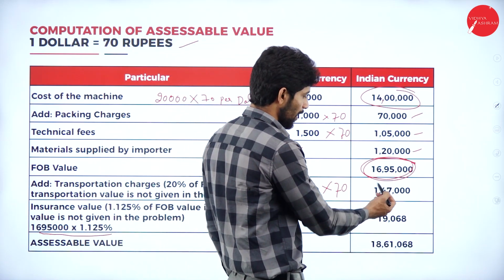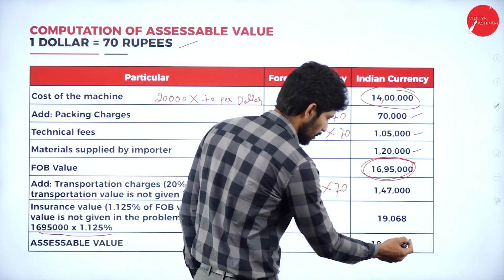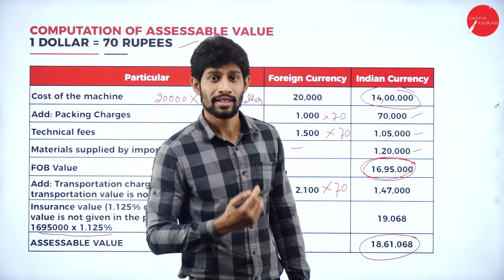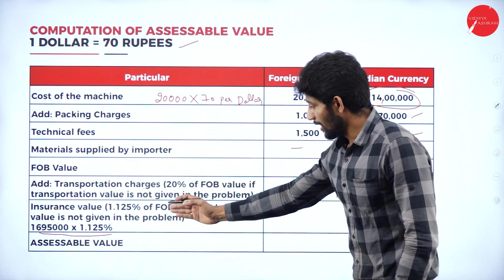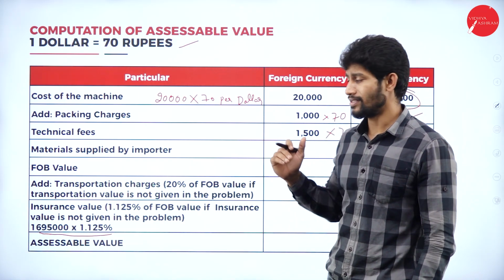So add this 1,47,000 and 19,068 with 16,95,000, you will get 18,61,068 rupees. That value is called assessable value. I hope all of you understood how to compute the assessable value.